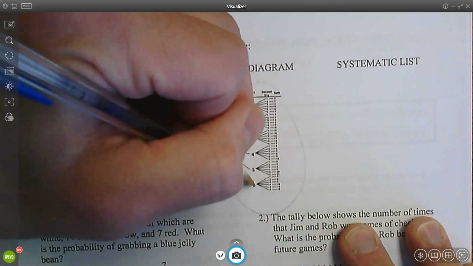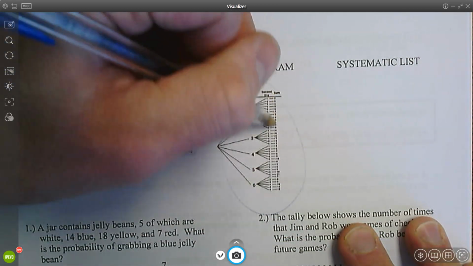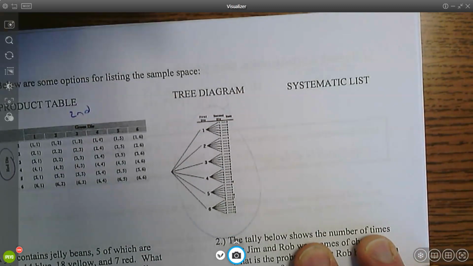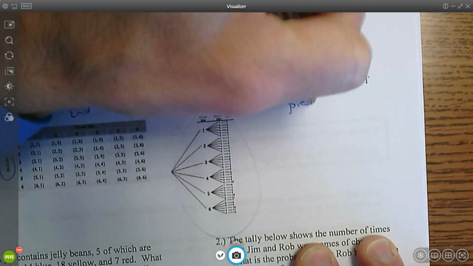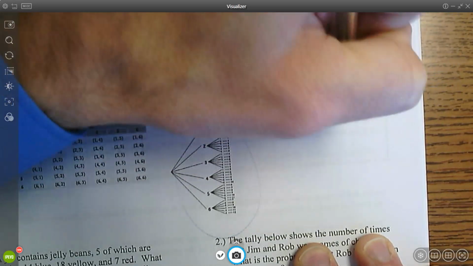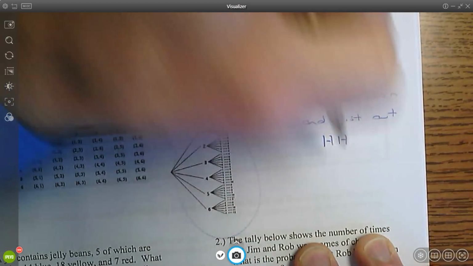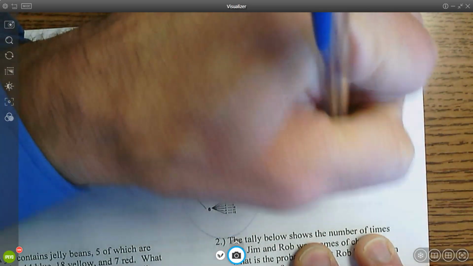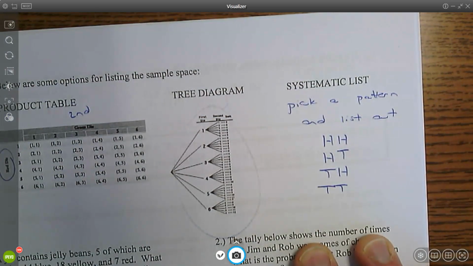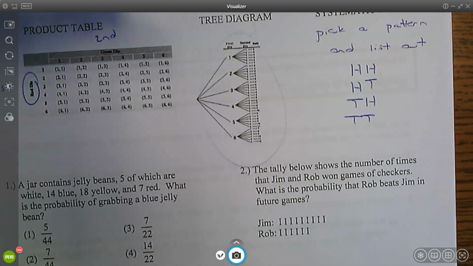You could roll a 1 through 6 on the first die, and then on the second die, you could roll a 1 through 6, and they're looking at the sum specifically. A systematic list is basically if you pick a pattern and list things out. So if you flip a coin twice, you could go heads, heads, heads, tails, tails, heads, tails, tails. So we're going to move into tree diagrams a little bit later in this lesson.